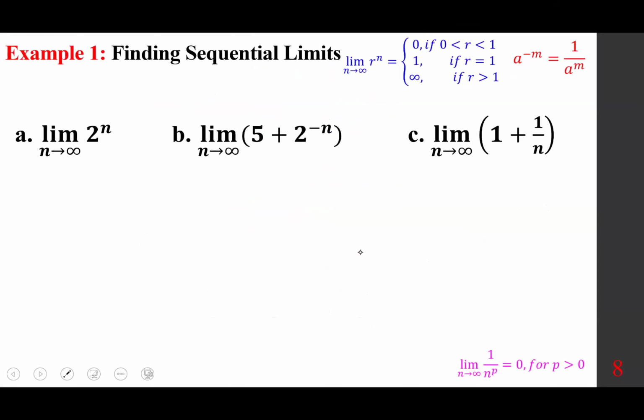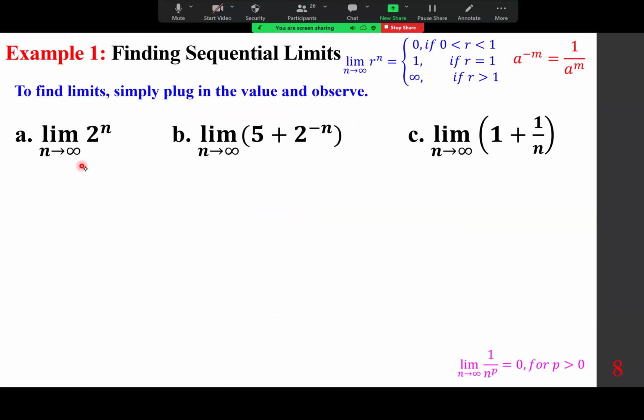We want to find the following limits. And as I mentioned, all you have to do is just plug in and observe. So let's plug in infinity. 2 to the power of infinity falls into this category where the base is larger than 1, and it becomes infinity. They didn't ask, but if they did, it diverges.